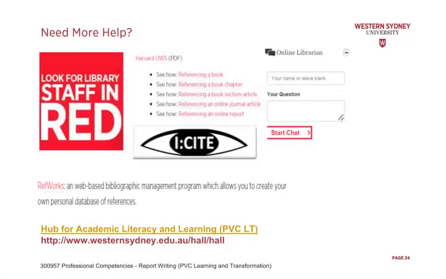If you need more help for the assignment, here are some examples of things you can look for. For example, look for the library staff in red, or go to the Harvard UWS website. Or you can also go to Online Librarian, or iCite is a very powerful tool. There's also RefWorks, which is a web-based bibliography management program and allows you to create your own personal database of references. Finally, there's also the Hub for Academic Literacy and Learning, which you can find on the website at the bottom.